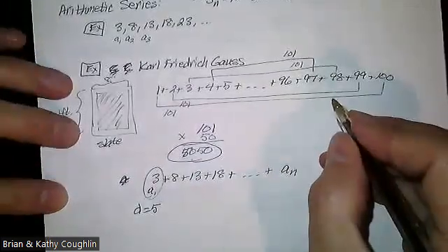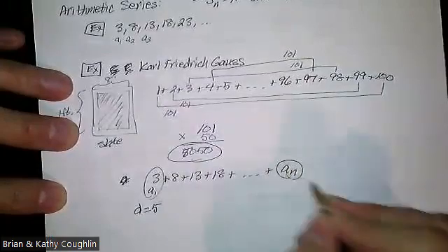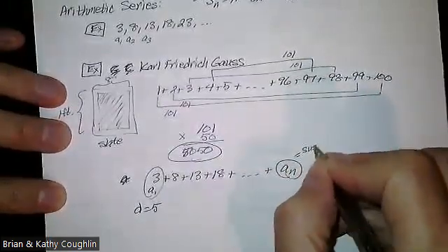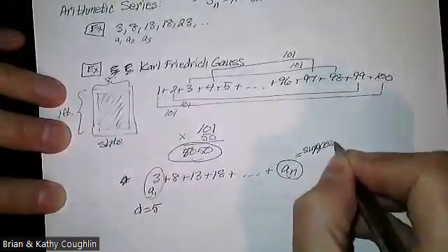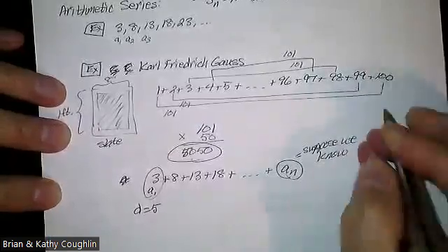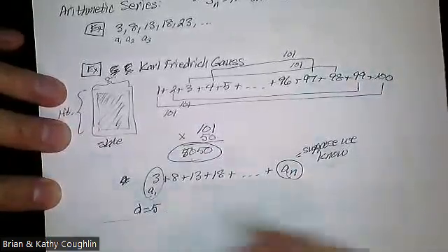Now, suppose we knew what a sub n was. Suppose we knew. I'll show you how we can know in a moment. But let's put this off just for a second.